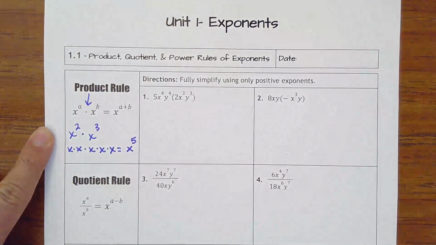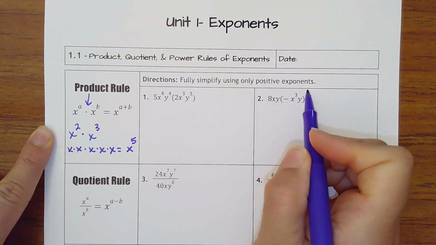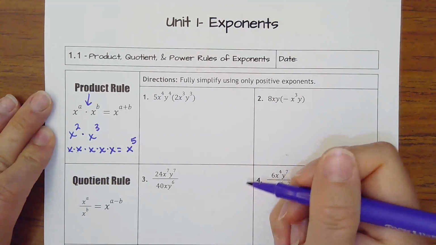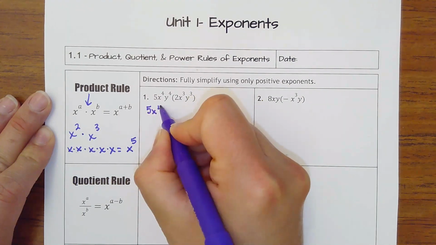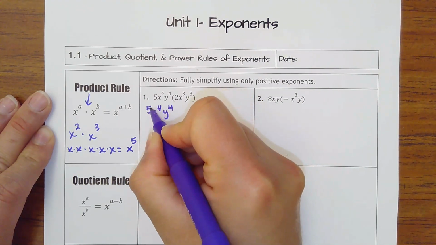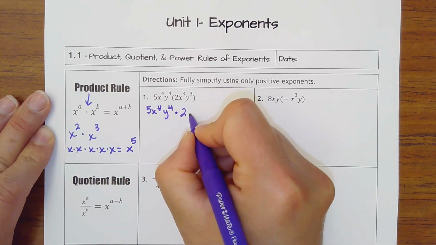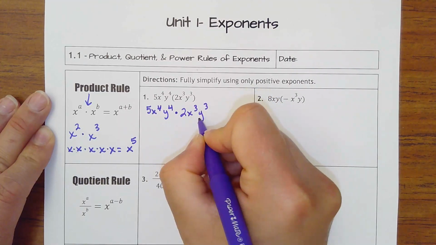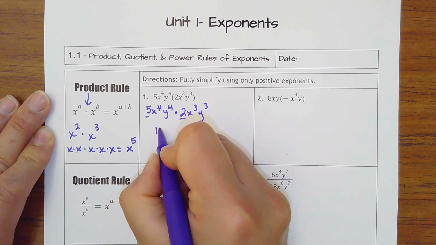So let's try it with some harder problems. We're fully simplifying. We're going to only use positive exponents, which really won't apply here, but it'll apply when we get to the quotient rule. So you want to think about this is called a monomial, meaning it's all one term put together with multiplication. And then that's times, because it's touching in parentheses, 2x cubed y cubed. That's a monomial. You want to multiply your coefficients. 5 times 2 is 10.